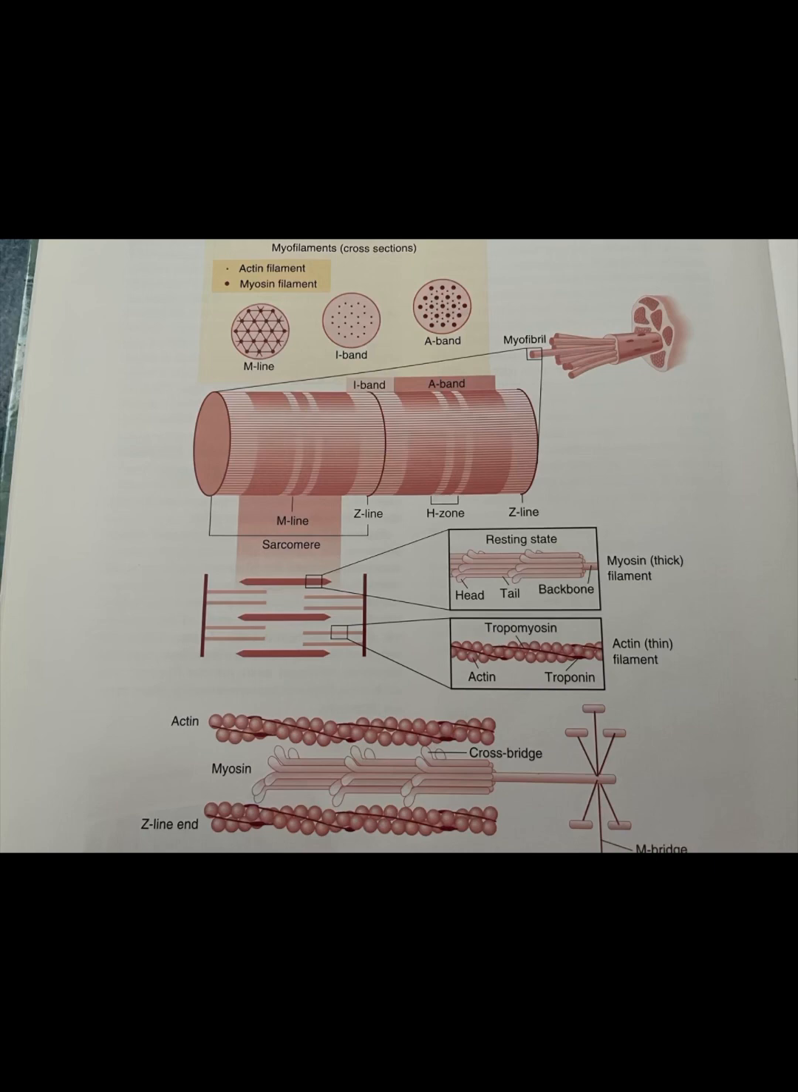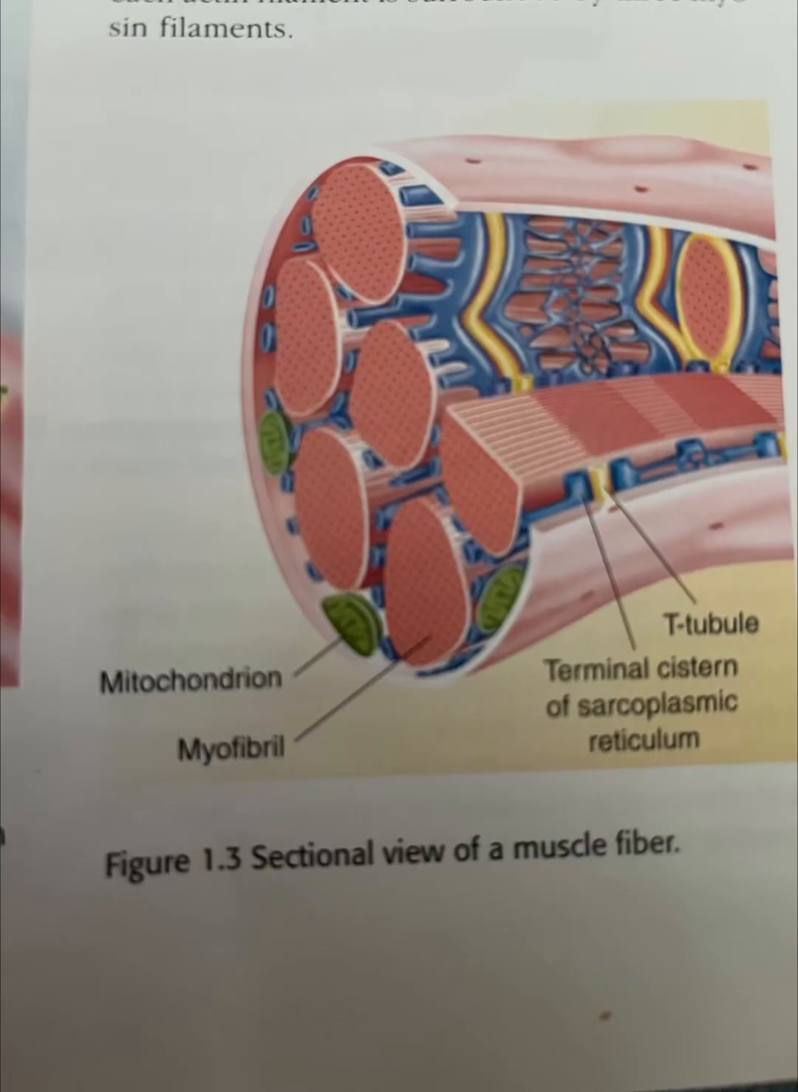Parallel to and surrounding each myofibril is an intricate system of tubules called sarcoplasmic reticulum that terminates as vesicles in the vicinity of Z lines, figure 1.3. Calcium ions are stored in these vesicles. The regulation of calcium controls muscular contraction.